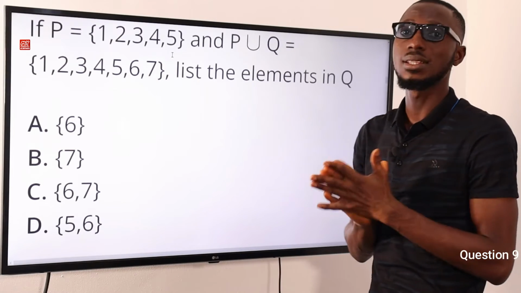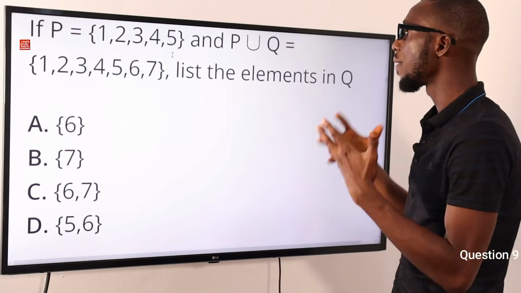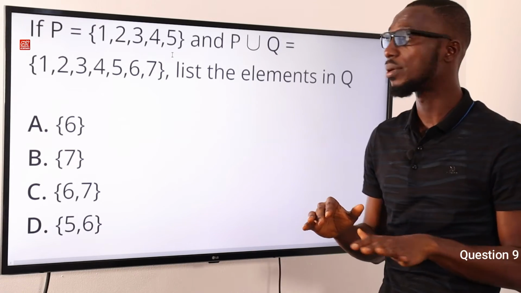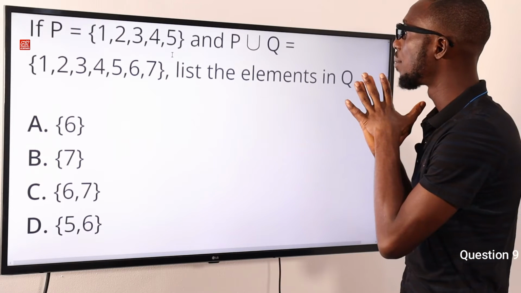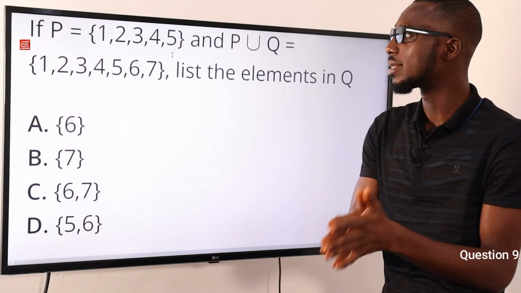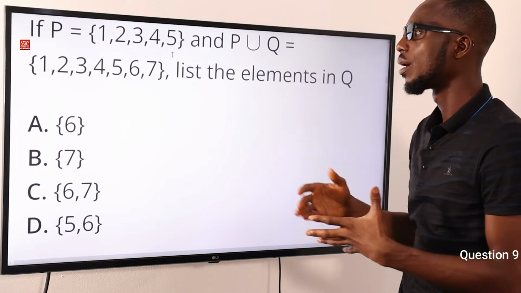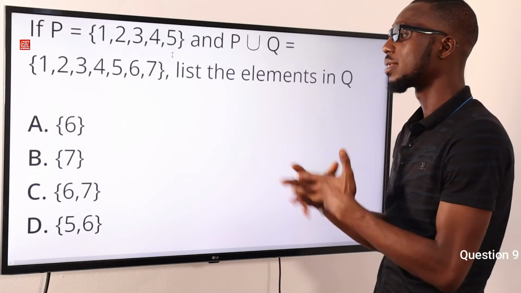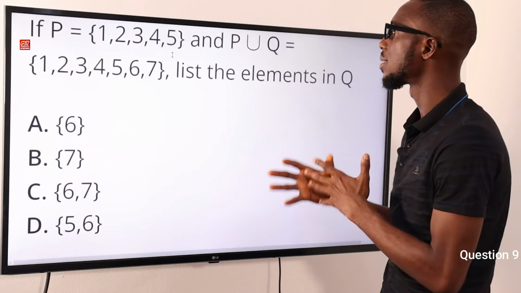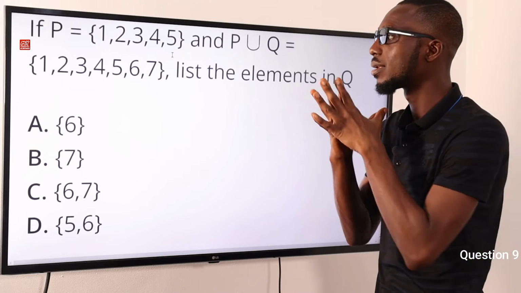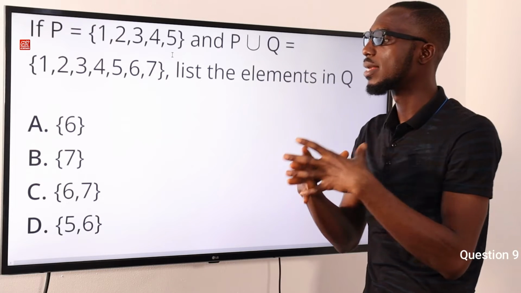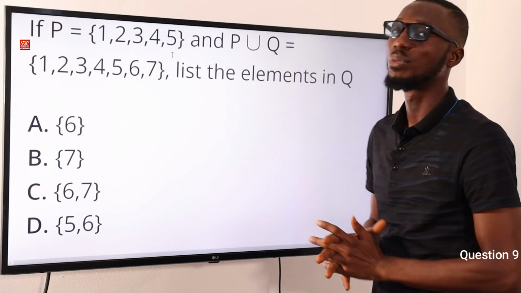So the best presentation that we can have of elements with all assurance is that set Q contains 6 and 7. 1, 2, 3, 4, 5 is confirmed in set P. So what we can say comfortably, according to the options provided, is that set Q contains the elements 6, 7. So option C is the most valuable option.